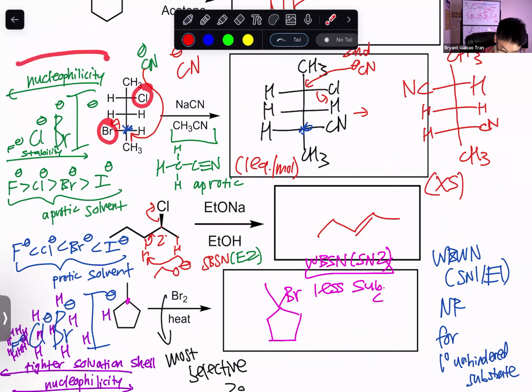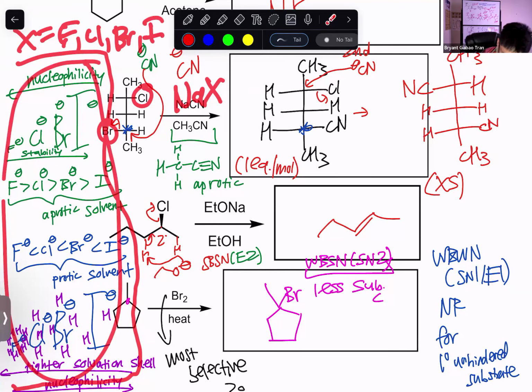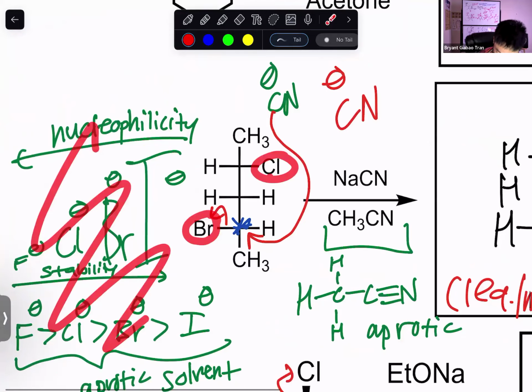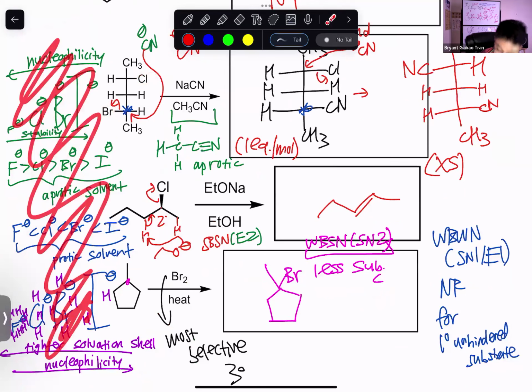Right, yeah. So this right here, with the aprotic solvent and protic solvent, that's when you see on the arrow NaX, where X could be fluorine, chlorine, bromine, or iodine, right? That's when these are nucleophiles, right? But in this specific example here, the X or the halogens are not nucleophiles, they're leaving groups. So when they're leaving groups, ignore all of this. Ignore all of the nucleophilicity, aprotic, protic solvent. Ignore that. Right? Don't worry about that.